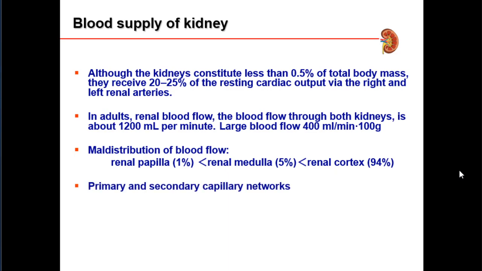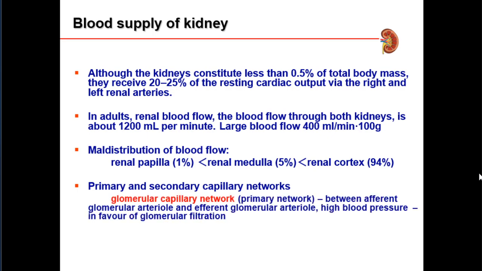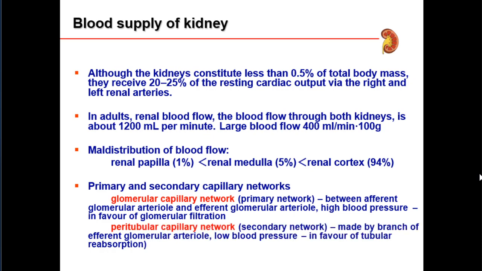In kidneys, you can find primary and secondary capillary networks. Glomerular capillary network, the primary capillary network, is the network between afferent glomerular arteriole and efferent glomerular arteriole, which creates high blood pressure, and it favors glomerular filtration. Peritubular capillary network, the secondary network, is made by branches of efferent glomerular arteriole, and that's the area of low blood pressure, and it favors tubular reabsorption.